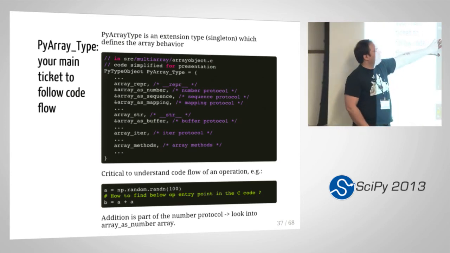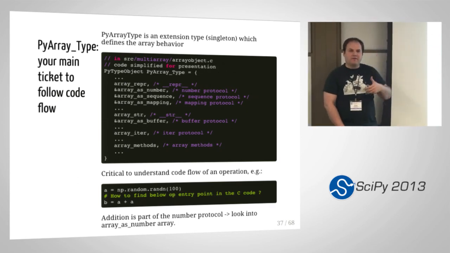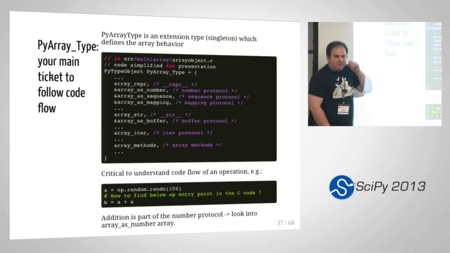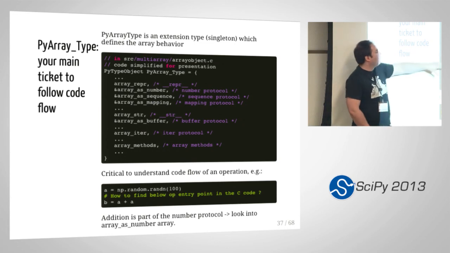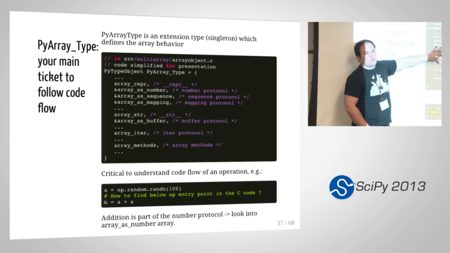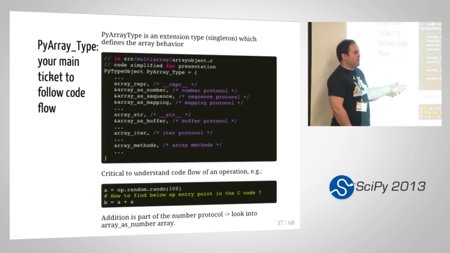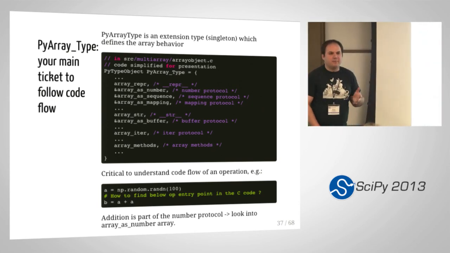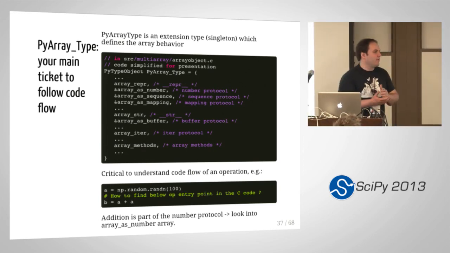So you don't have one such structure for each NumPy array you have. You just have a singleton inside the NumPy runtime. So why is this interesting? It's interesting because most, not all, but most of the Python C layering is happening here. If you understand this data structure and its behavior, you can guess correctly maybe 80% of the time which function will be called when you call something in Python with a NumPy array.